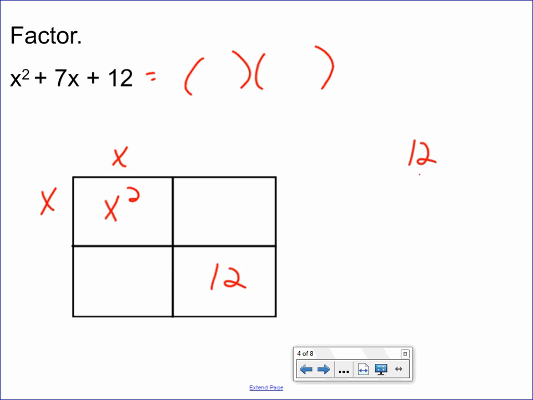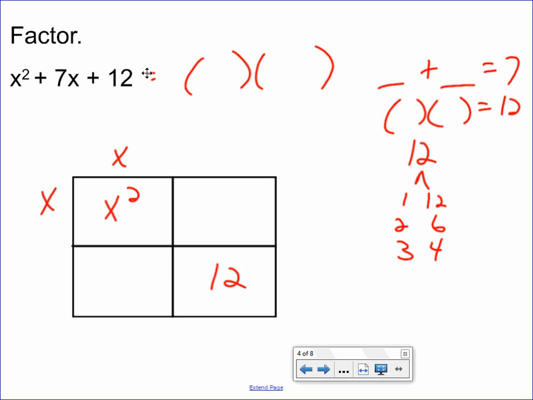Now we have to think of factors. And again, we're looking for two numbers that add together to give you 7, but those same two numbers have to multiply together to give you 12. So we look at factors of 12: 1 and 12, 2 and 6, 3 and 4, and there we have it. So we know that we have to have 3 and 4. This would have been a 4x, this would have been a 3x, and those do add up to the 7x. So we've got what we need: x plus 3, x plus 4.